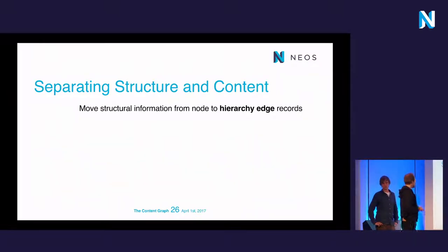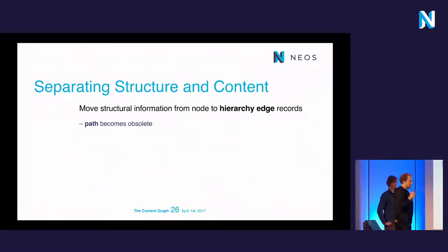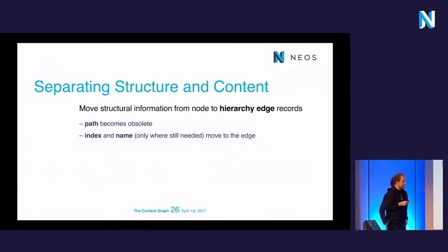So what we do is separate structure and content. We move structure information from node to hierarchy edge records. The path becomes obsolete. If you want the path, just traverse the tree up. You don't need it for anything else. Index and name were still needed, so they moved to the edge. Since you don't have a path anymore, you don't need a name for the nodes.